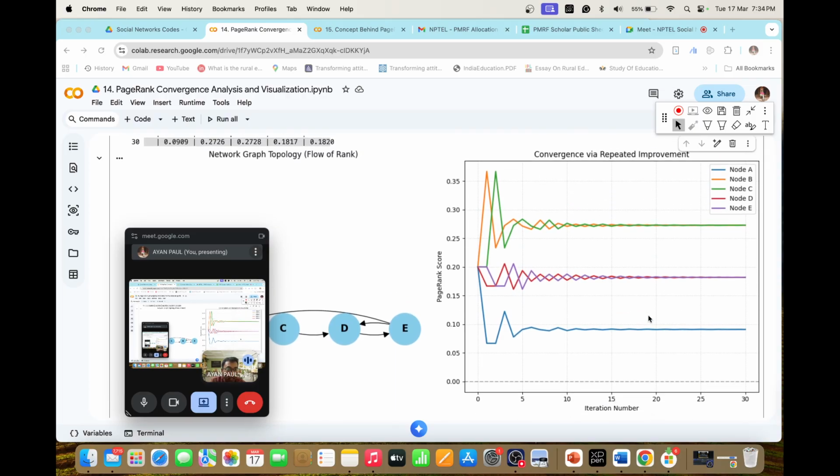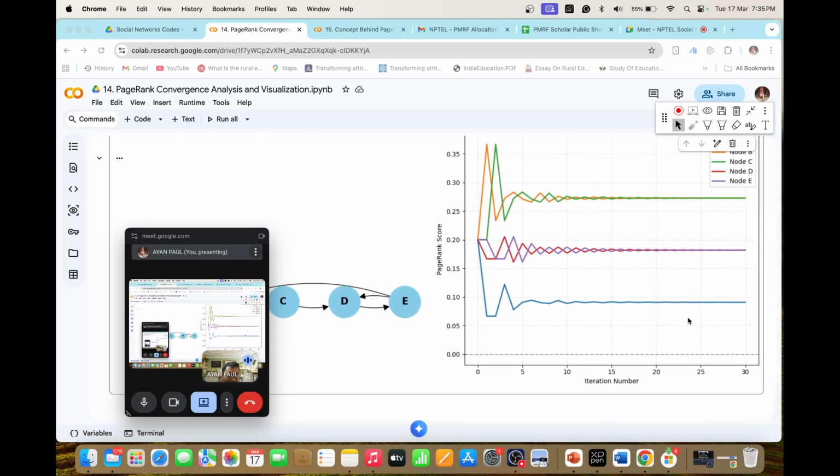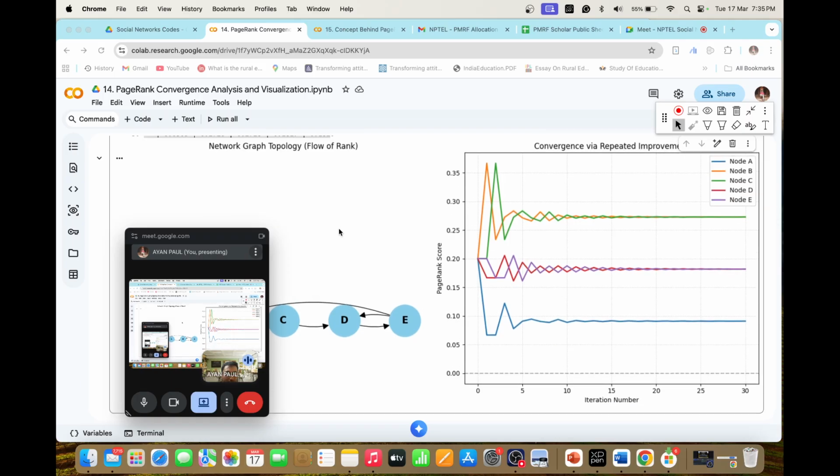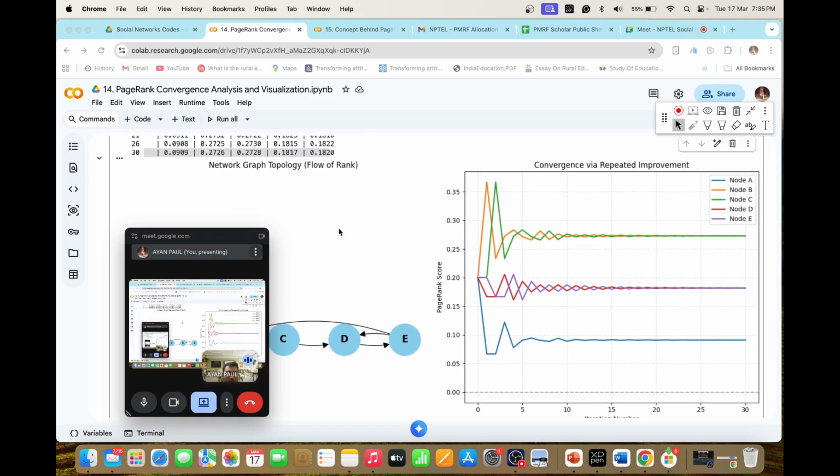These are all the PageRanks, how the PageRank for each node is varying with iteration number. At iteration 0, it's starting from 0.2 because 0.2 is our initial value, but after 26 or 28 iterations, you can see it is converging to a stable ranking, that is 0.908, 0.2725, 0.2730, and 0.1815.